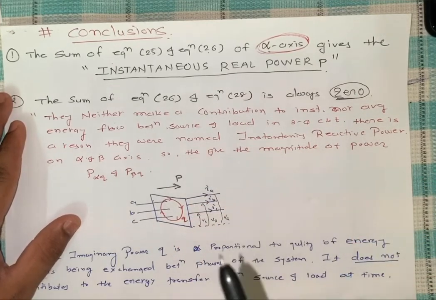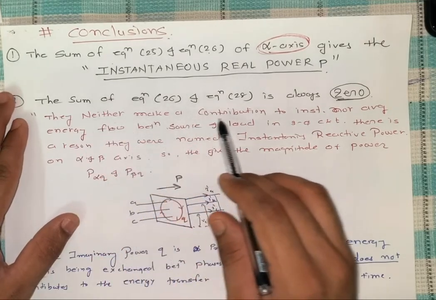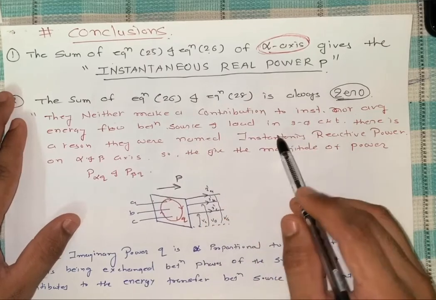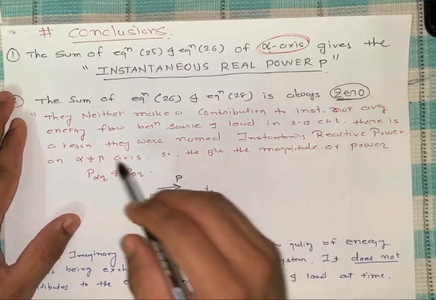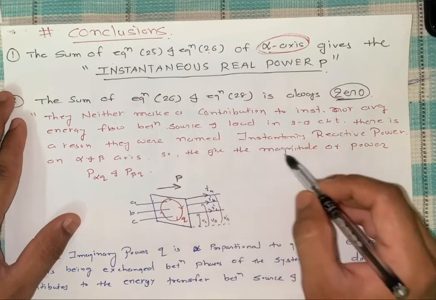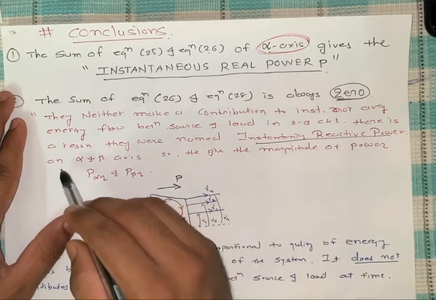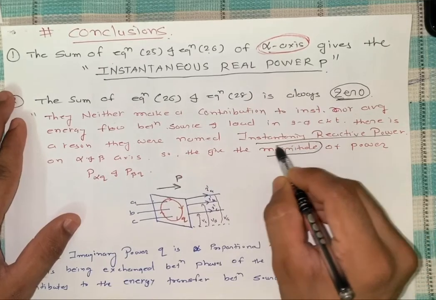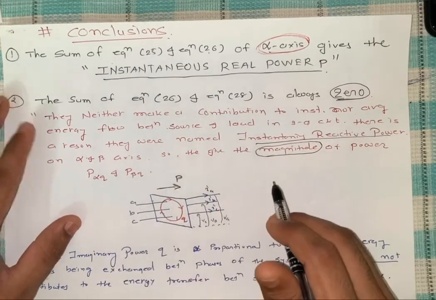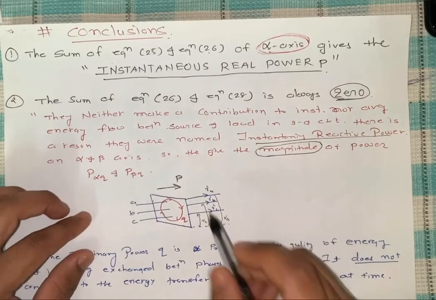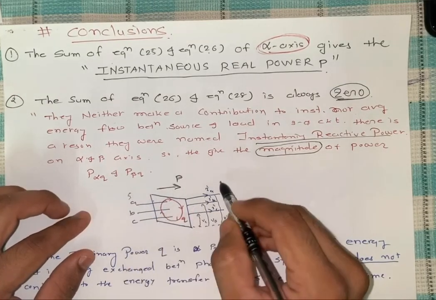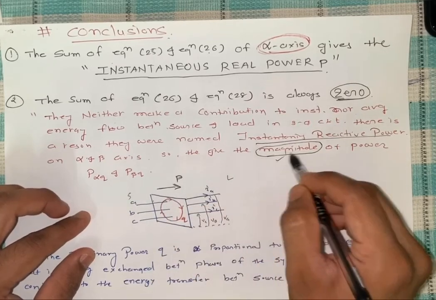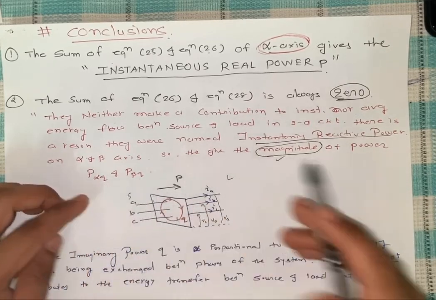I told you at the beginning. So they neither contribute to the instantaneous nor the average flow between the source and load. So in a three-phase circuit, there is a reason they were named instantaneous reactive power on alpha beta axis. They give the magnitude of the power flow. So P alpha and P beta. As I told you, only source to load active power flows, and reactive power gives the magnitude for P alpha and P beta.